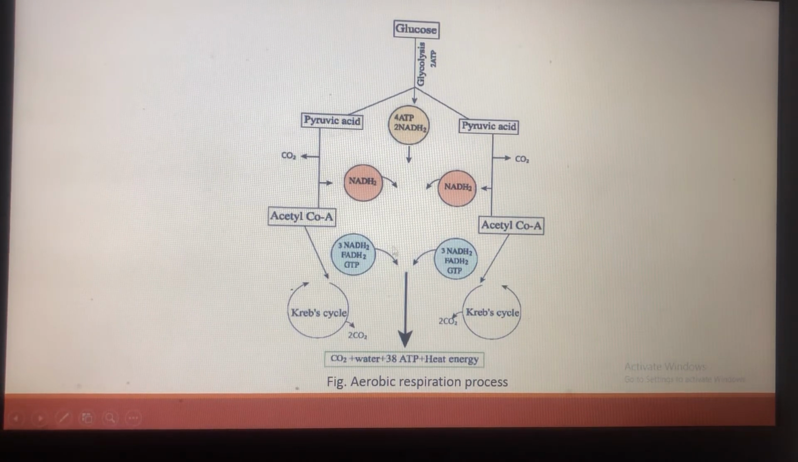So a total of 3 and 3, a total of 6 molecules, right? 6 molecules of NADH2, 2 molecules of FADH2 and 2 molecules of GTP are produced during this Krebs cycle. These then enter into the electron transport system, and after the oxidation of NADH2 and FADH2, a total of 38 ATP are produced, and in addition to that 6 molecules of carbon dioxide, 6 molecules of water and heat energy are produced.